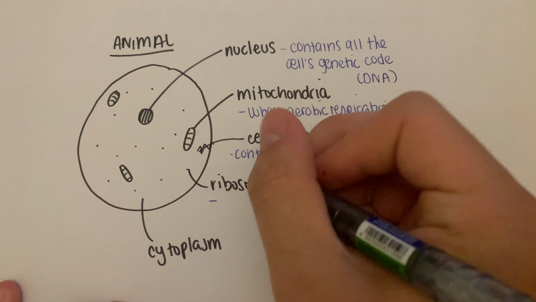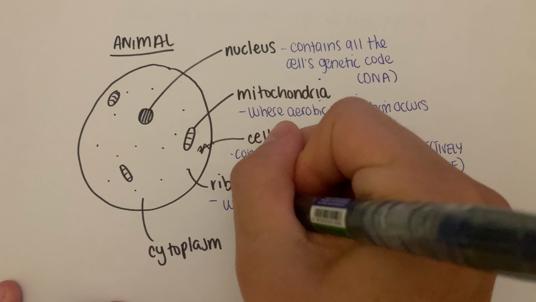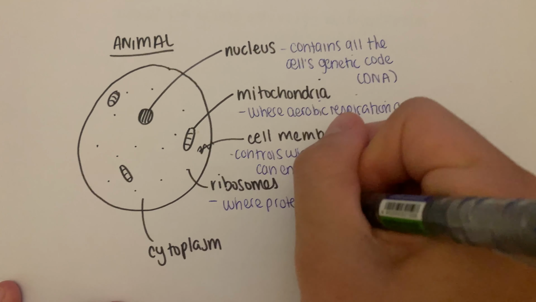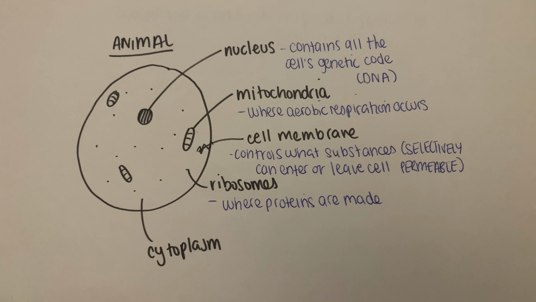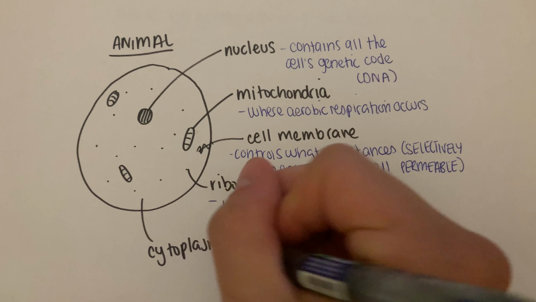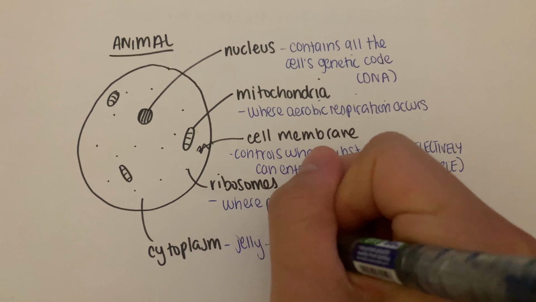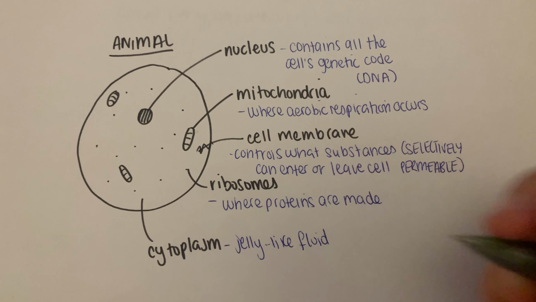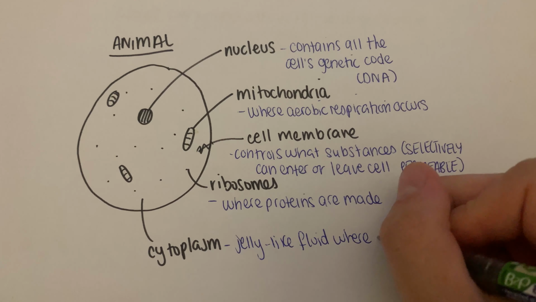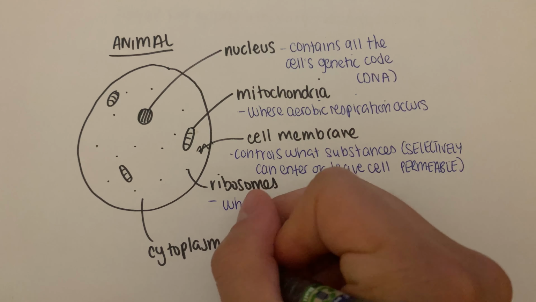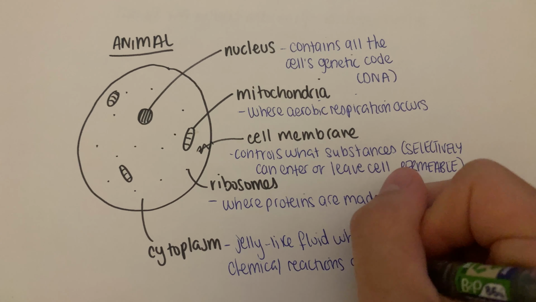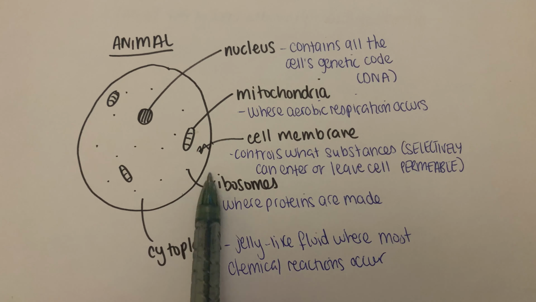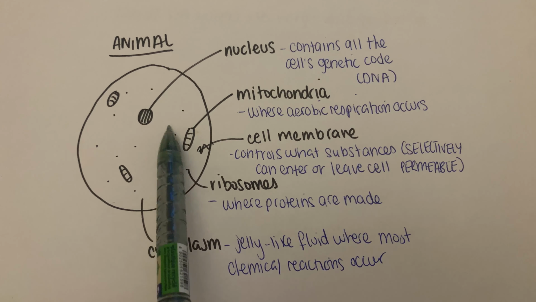And then ribosomes, this is where proteins are made, which are very essential to cells and life in general. And then we've got the cytoplasm. This is just a jelly-like fluid. This is where most chemical reactions occur. So cytoplasm is just all the area besides the subcellular structures.